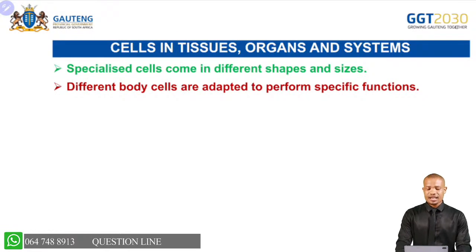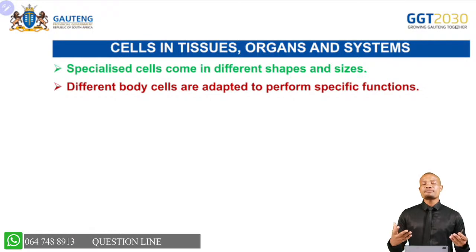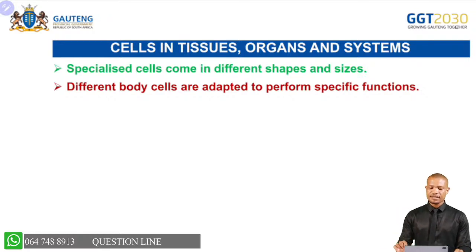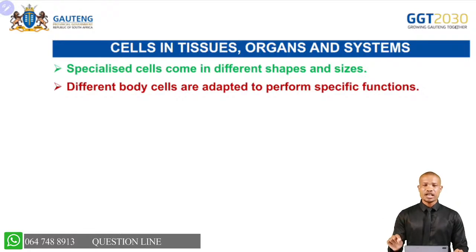So different body cells are adapted to perform specific functions. Yes, the body is made up of many cells, but these cells are specialized to do a certain function at a time. Like I said, cells in my eye are responsible for vision, whereas cells in my heart are responsible for pumping blood. They cannot be grouped together because they function differently. That's what we mean by they are adapted to perform specific functions.